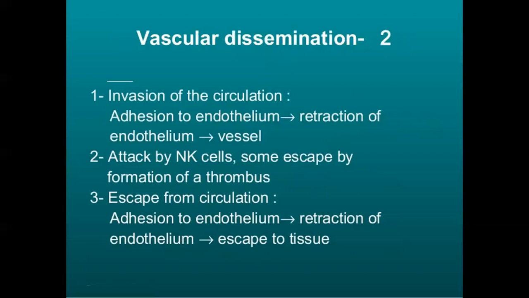Uske baad stage aati hai vascular dissemination. Isme kya hoga? First point is the invasion of the circulation. Adhesion to the endothelium leads to the retraction of the endothelium, and which will lead in the vessel. Number two, these are attacked by the natural killer cells. Some escape by the formation of the thrombus, and they escape from the circulation. Adhesion to the endothelium and the retraction of endothelium will result in escape to the tissue.